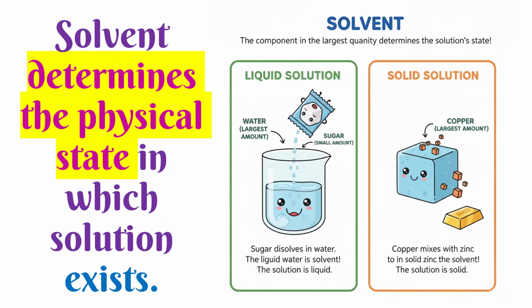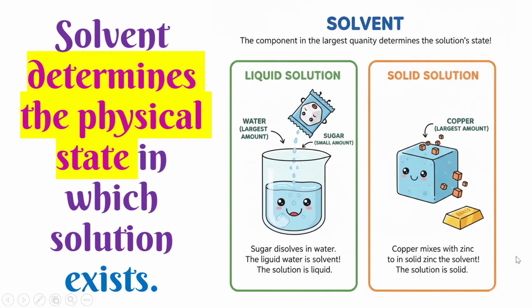Solvent determines the physical state in which the solution exists. In the sugar solution, sugar is less and water is more. Water is liquid, sugar is solid. So the liquid content is more in quantity, so the liquid will be the solution.